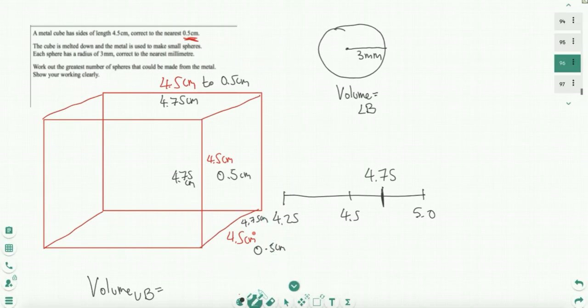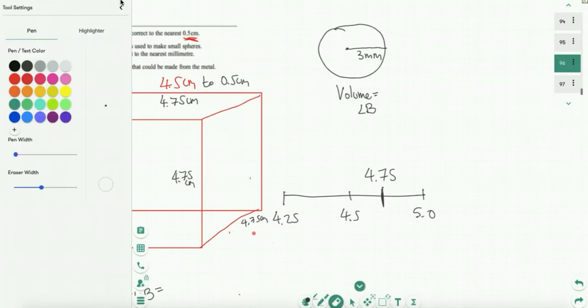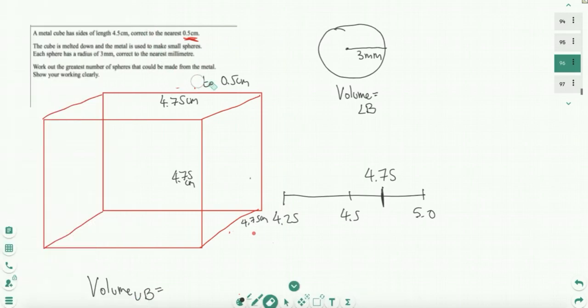And we can take off all this other stuff. And now we can find the volume of this cube. To find the volume, it's just going to be 4.75 times 4.75 times 4.75. And our volume of our cube will be 107.171875 cm cubed.